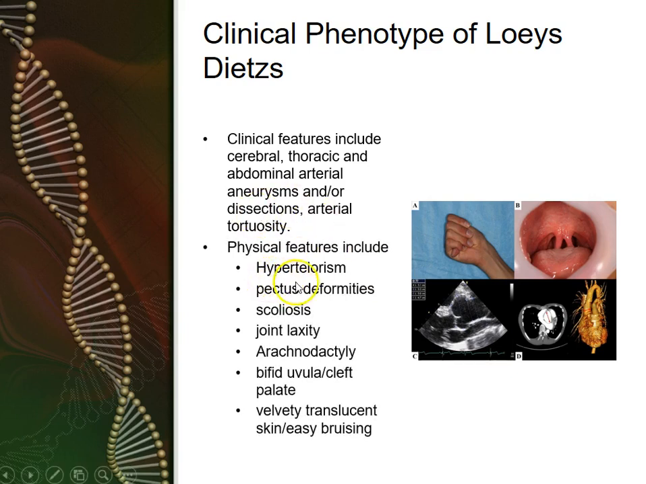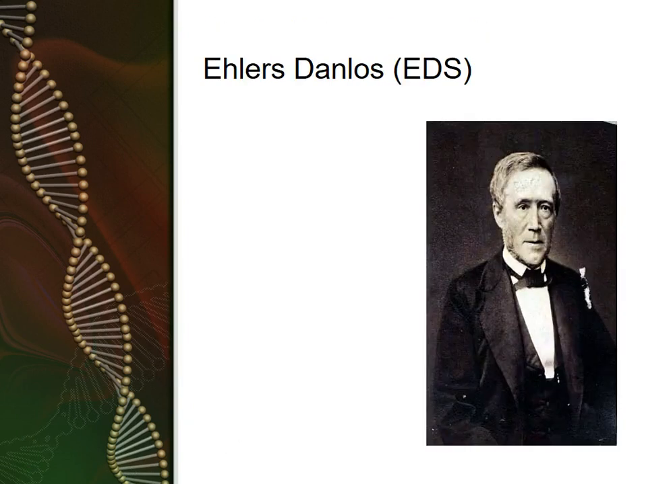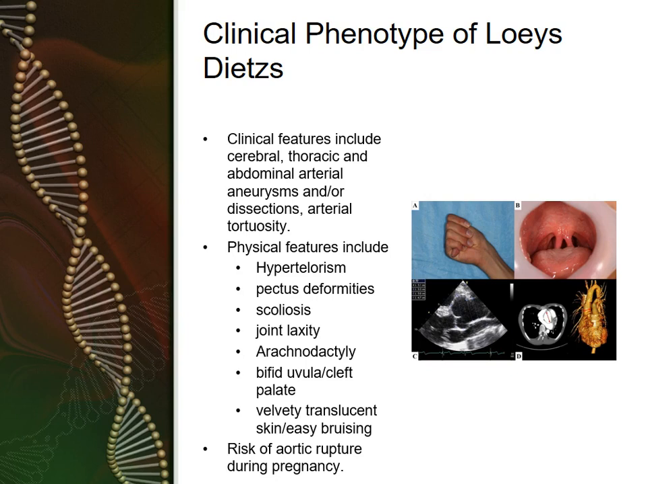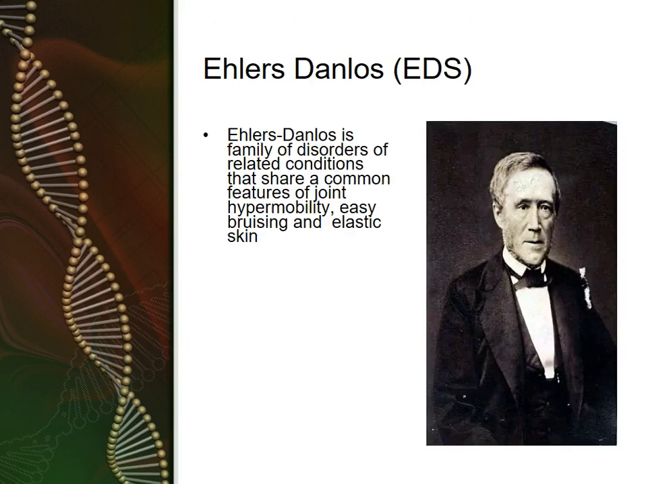So physical features: hypertelorism, which is wide-spaced eyes, a pectus deformity, a scoliosis, again very similar to Marfan's, joint laxity, arachnodactyly, which is long fingers, bifid uvula, cleft palate, and thin translucent skin. So features very, very similar to Marfan's. And there's also a risk of rupture during pregnancy. So even compared to Marfan's, this is a much more risky pregnancy.